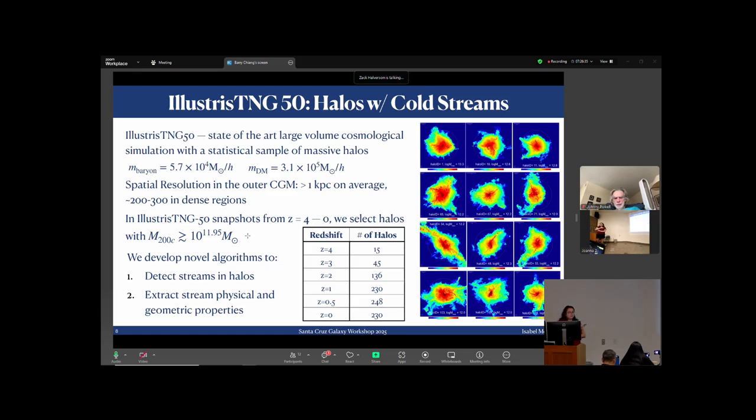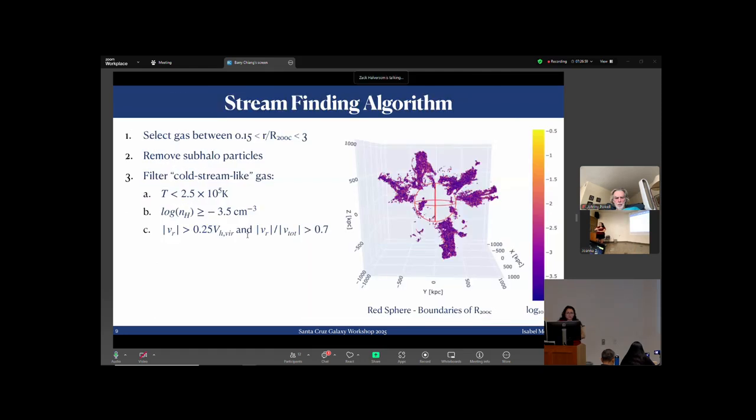So we look at Illustris TNG-50 snapshots from redshift 4 to 0, and we select halos with virial mass, or M200C, of above roughly 10 to the 12 with a little bit of wiggle room. And we've developed novel algorithms to firstly automatically detect streams in the halos and then extract stream physical and geometric properties. I'm going to walk you through a bit how we detect the streams.